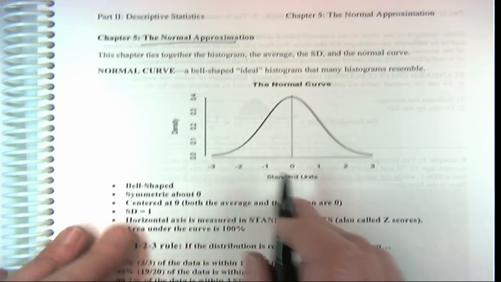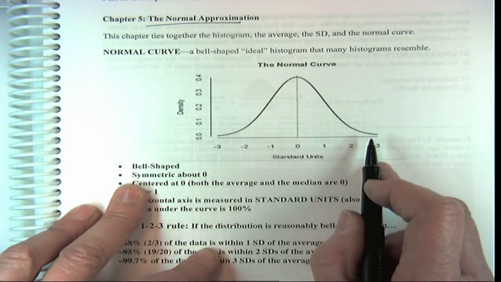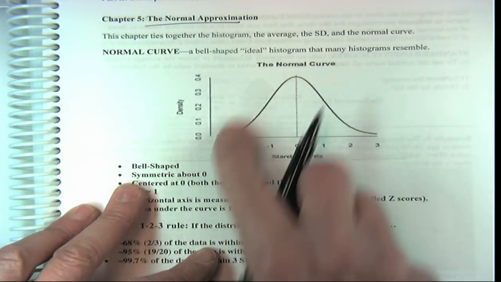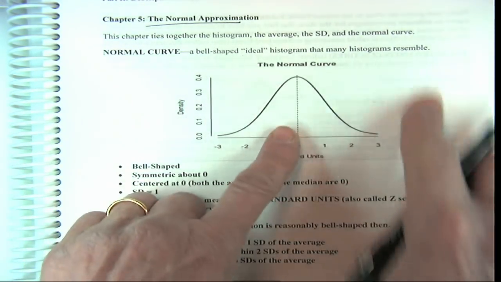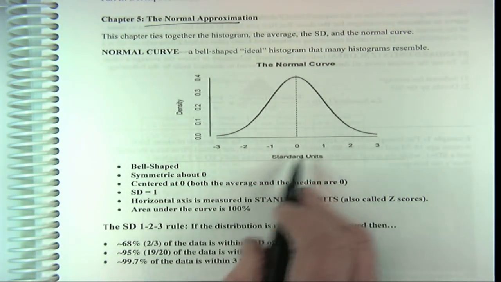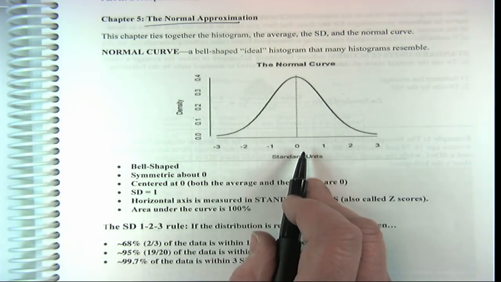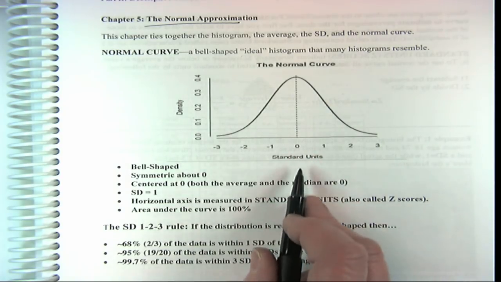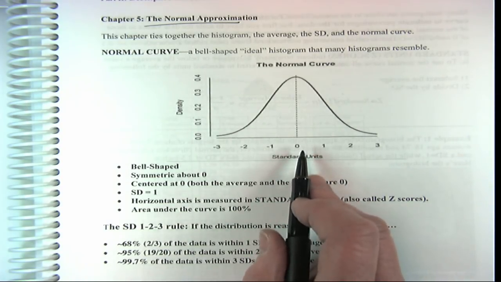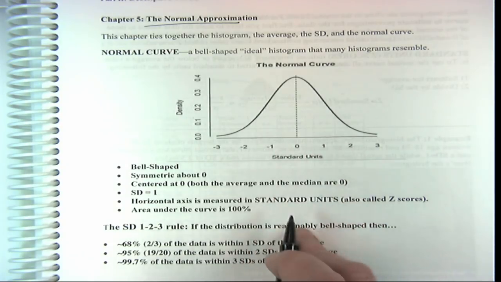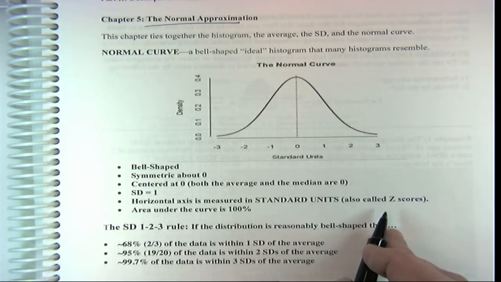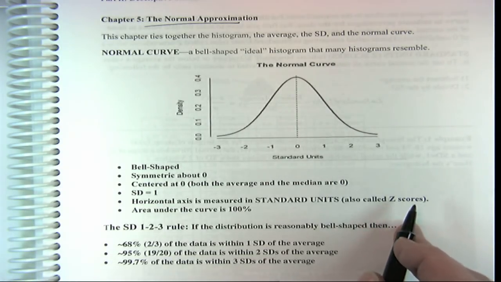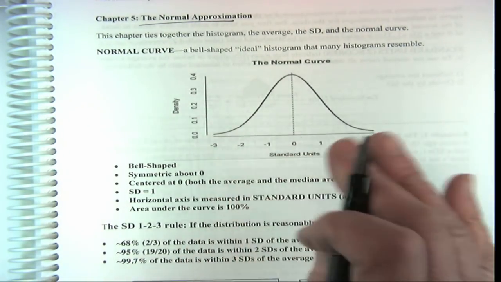And let's look at the properties. So it's bell-shaped like this. That means it's unimodal. There's not two bumps in it, just one. It's symmetric about 0, so the average and the median are 0. Its standard deviation is 1. And its horizontal axis is measured in something called standard units, or z-scores. And the area under it is 100%.